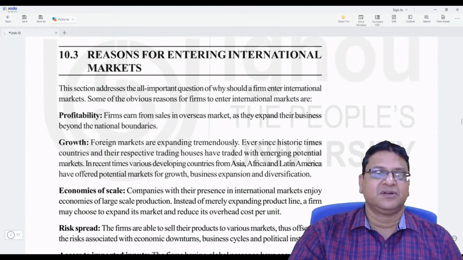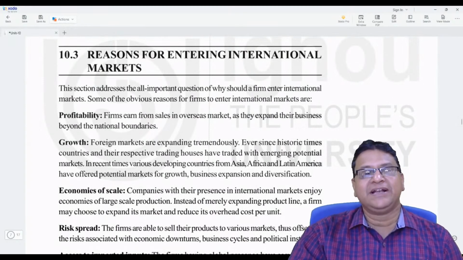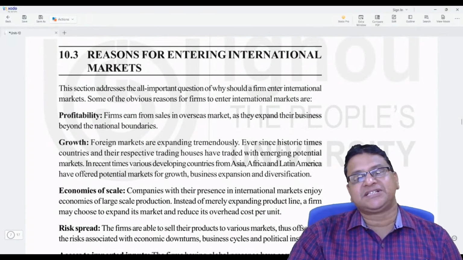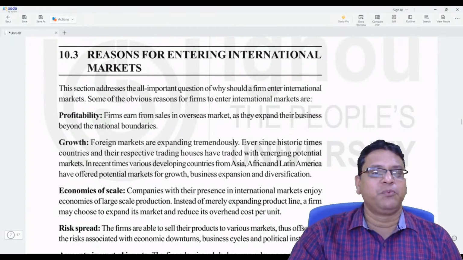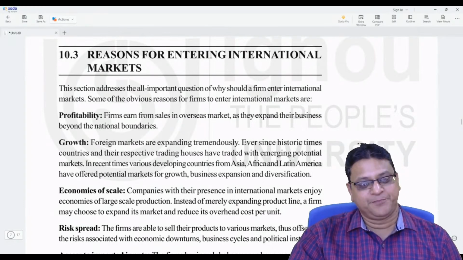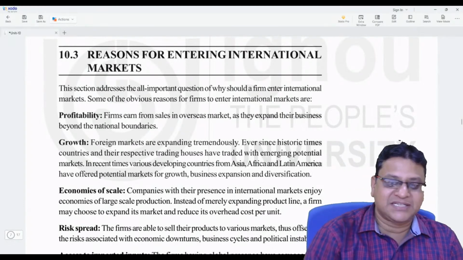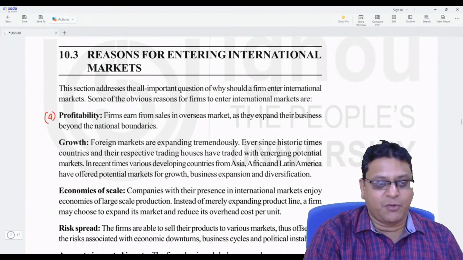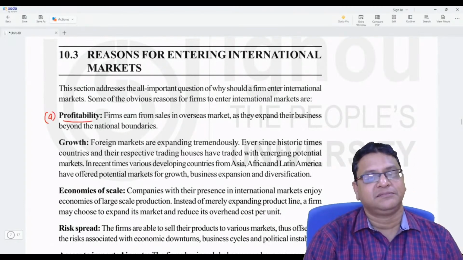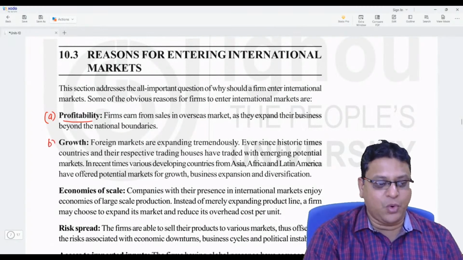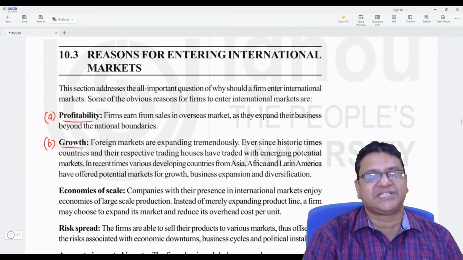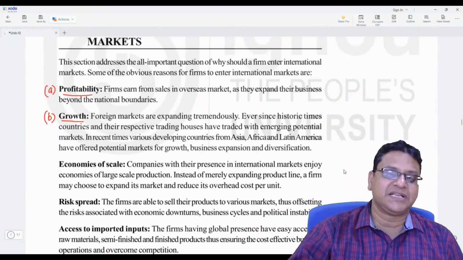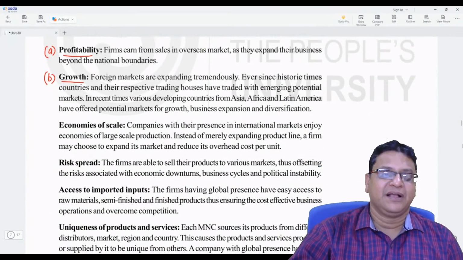Next, we will discuss what are the reasons for entering international market by MNCs. Why do MNCs go for international marketing? What are the reasons? First reason is profitability. They want to increase their top line as well as bottom line. Second reason might be growth. If their growth is stagnated in domestic business, they go to international business for achieving higher growth.